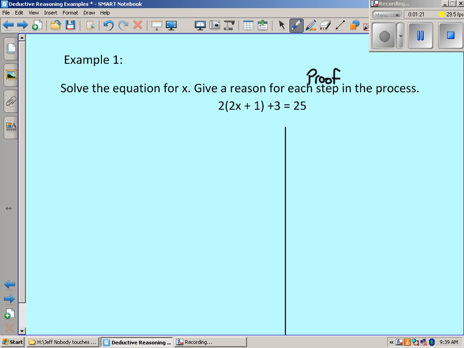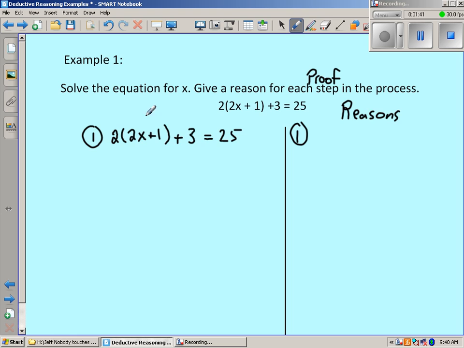So step number 1, I have to write down the problem itself. I know that seems kind of silly to do, but it is something that we have to do. Over on this side I'm putting what I'm doing algebraically, and over here are my reasons. Sometimes we call this side the statements. Over here I'm going to say this was the given problem, and I'm just going to write given.